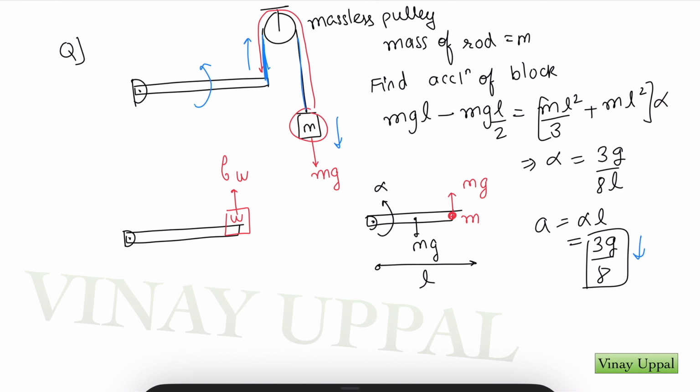So hope you've understood this question as well. Once again, we've eliminated the need to solve simultaneous equations. We've eliminated the need to involve tension of the string by simply reducing the string length to 0. Now let's look at a question where an inclined plane is involved.